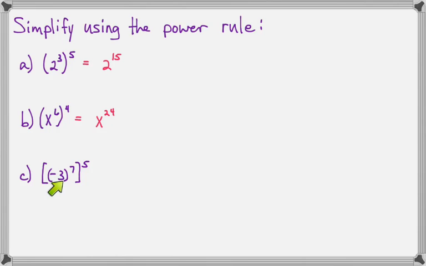And here I have negative 3 to the 7th raised to the 5th. Don't be bothered by the brackets. The reason the brackets are there is because the base required us to use parentheses. But it's still 7th power to 5th power, and so we still multiply the exponents together, so we get negative 3 in parentheses raised to the 35th power.